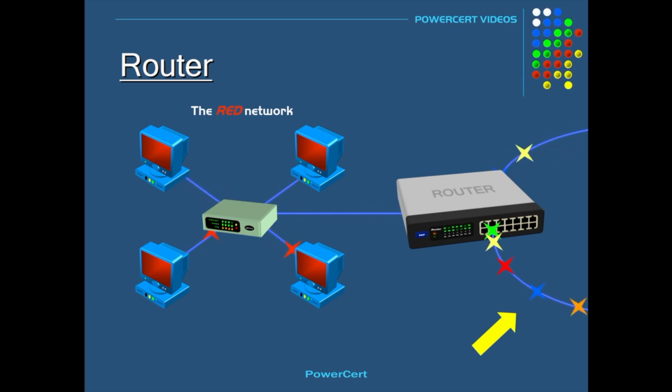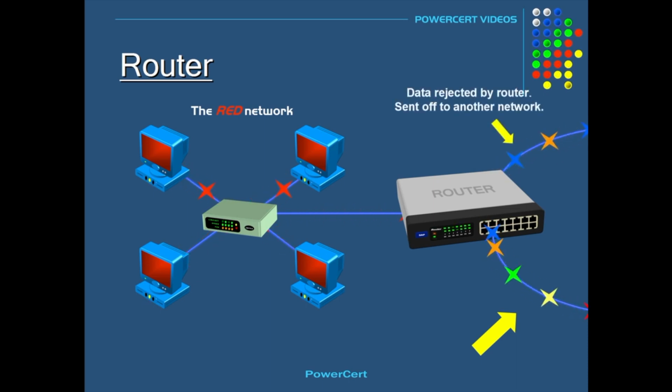Now the router is only going to accept the red data packets, because they are the only ones that are intended for this network. So all of the other data packets, the yellows, blues, greens, etc., will be rejected by this router because they were not intended for this network because their IP addresses were not meant for this network.